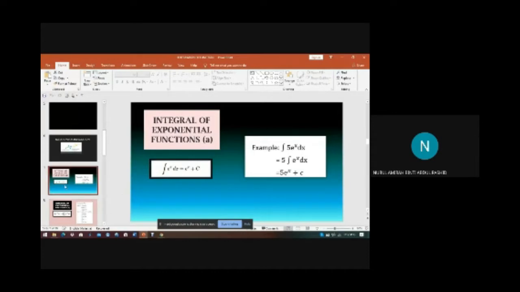We're going to focus on integrating exponential function. So let's begin with the first rule given on how to integrate the function. The function given is the integral of e to the power of x dx is equal to e to the x plus c. So for this function, it's simply going to equal the same thing, which is e to the power of x plus c.